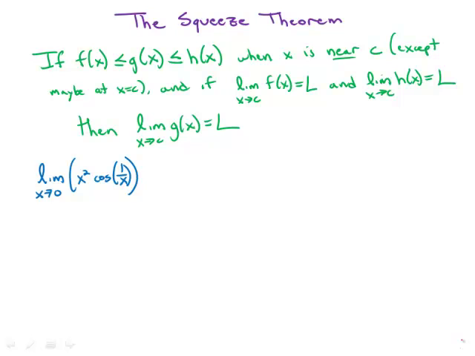So in other words, if a function is between two other functions and those two outside functions are both approaching the same limit, then the in-between function is necessarily going to be squeezed into equaling that same limit.